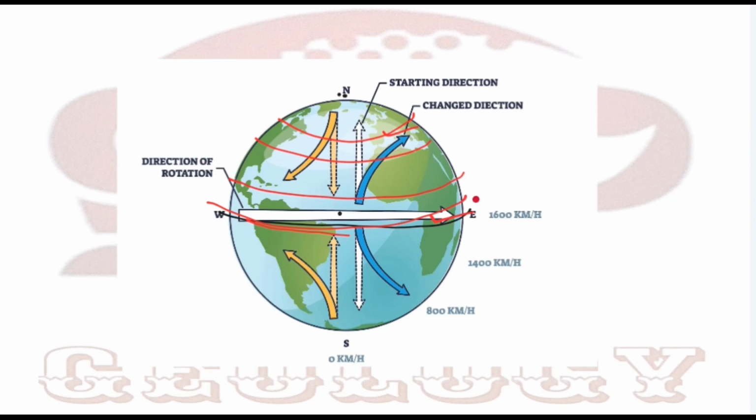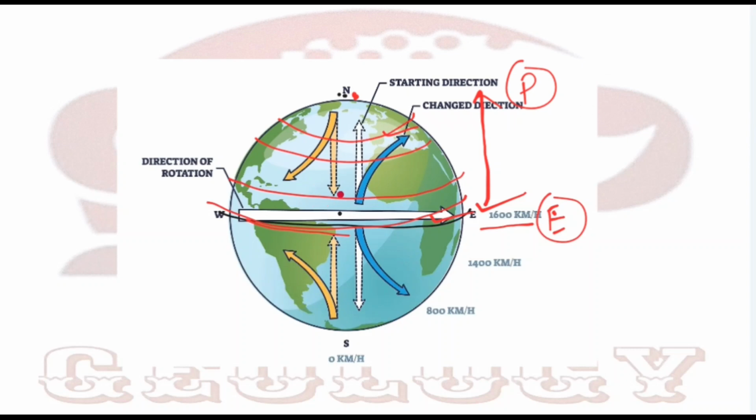That's why the equatorial part, as it has to cover more distance, will have a greater speed than the polar part. So the speed of rotation of the Earth decreases from the equator to the pole. It is 1600 km per hour at the equator and almost 0 at the pole. Because of this differential velocity, the Coriolis effect occurs.